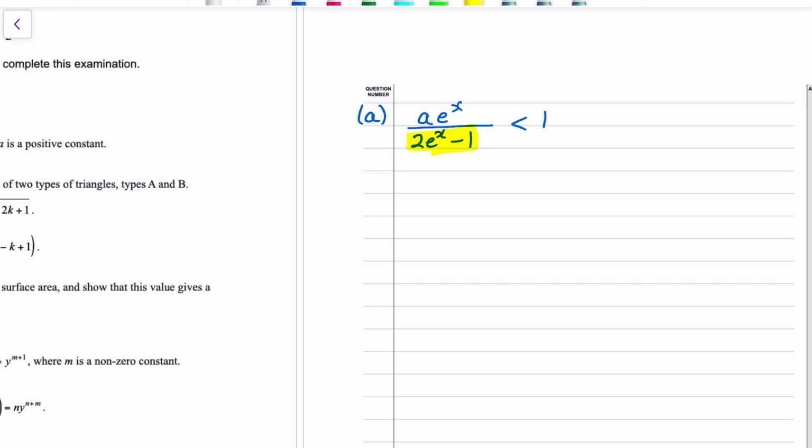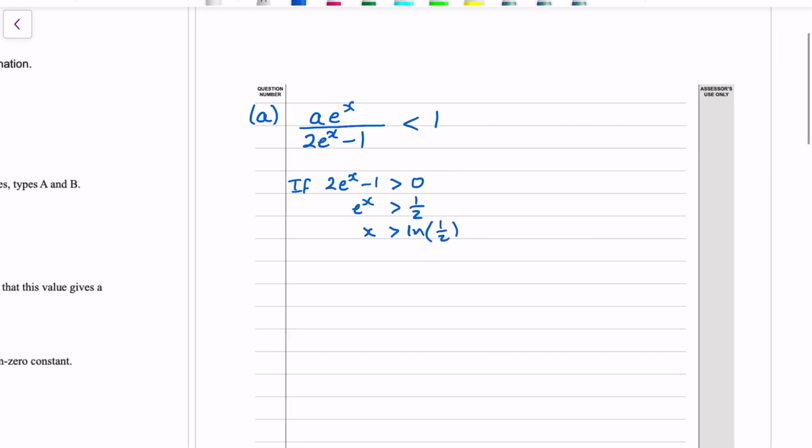So I could do a case-by-case kind of thing with this and consider 2 cases. If 2e to the x minus 1 is greater than 0, and that's going to be true if e to the x is greater than 1/2, or x is greater than log of 1/2, then I just multiply through. I don't have to worry about the inequality changing. So ae to the x is less than 2e to the x minus 1, and then solving here for x, we rearrange it first.